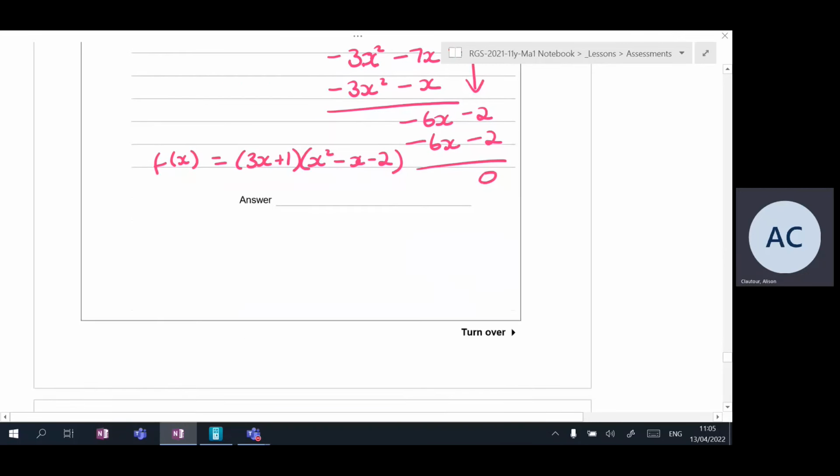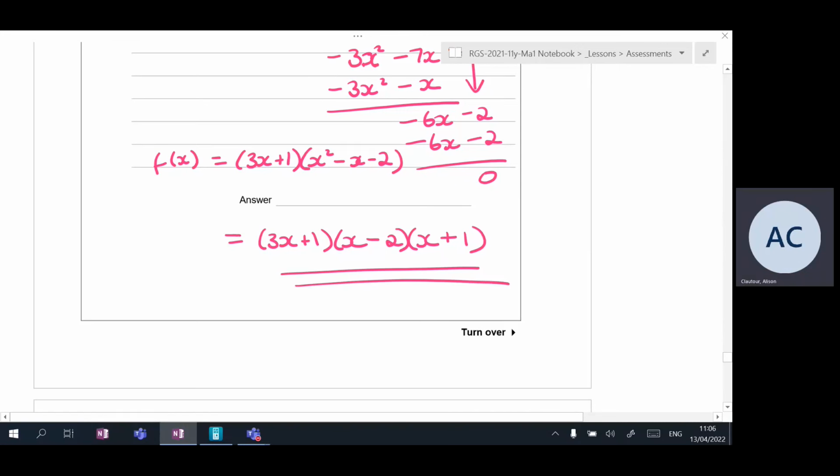Okay, but you can usually factorize that part as well. So you want to keep going. Okay, so then that gives you x minus 2 and x plus 1. Okay, so make sure you fully factorise by taking your answer to the division and factorising that as well.